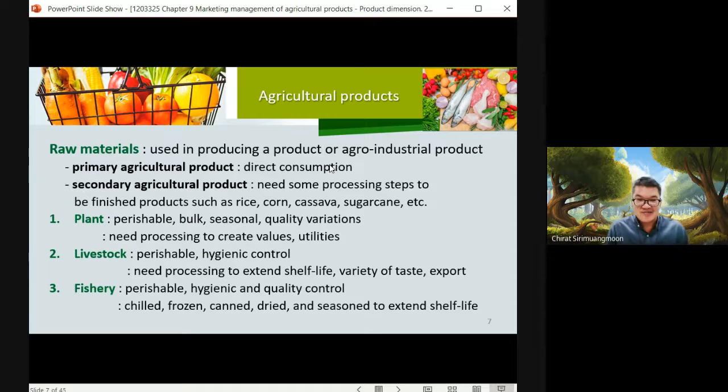How about fisheries? Fishery products are also perishable. It's very easy to spoil. Like you catch the fish from the sea, and then you just leave it outside, the quality goes down very fast. You need to think about hygiene, quality in terms of safety and also freshness, and also quality control. So with fishery products you can do a lot, like chilled, frozen, canned, dried, and seasoned products to extend the shelf life. Everything here you can do.